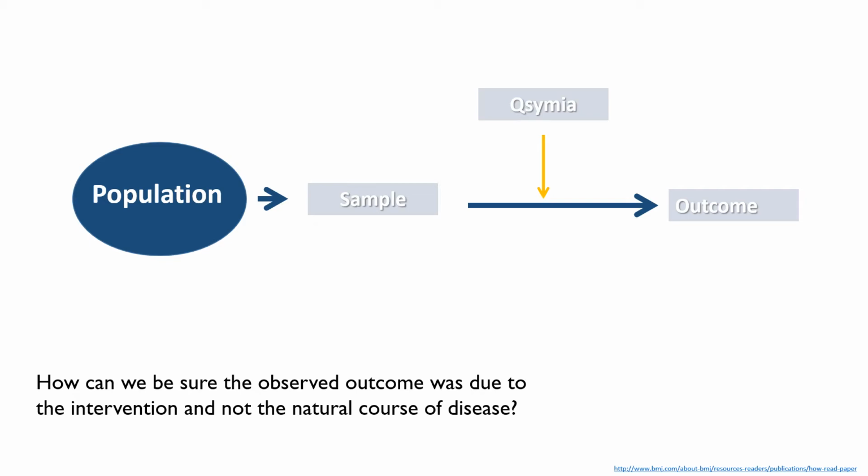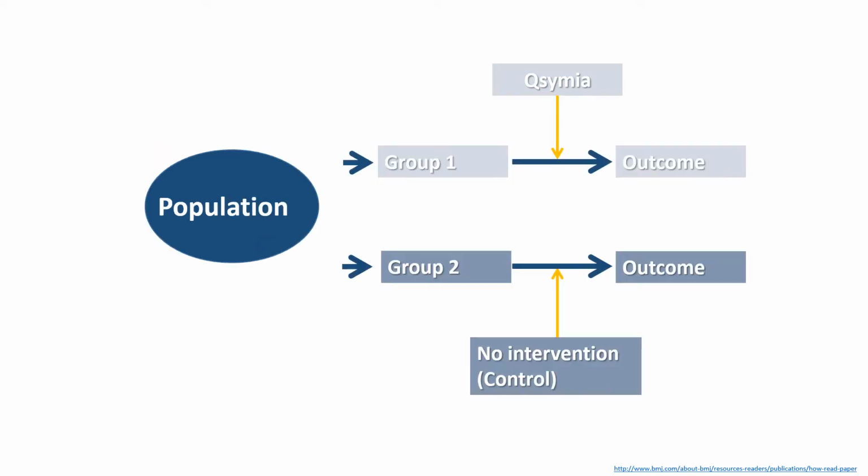And see how they do. Are we sure, though, that that observed outcome was due to the intervention and not just simply the natural course of disease, right? The cold that gets better with antibiotics, it was going to get better anyway. How do you know it was the antibiotic? So, all right, we'll do one better. We'll get a control group. We'll get one group and give them Casemia and look at the outcome. And we'll get another group that gets no intervention and look at the outcome.